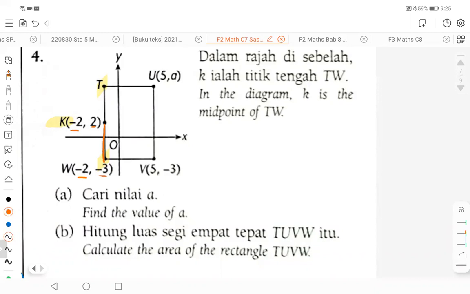Type in the chat box. I want to see your answer. Distance of KW. Here, the orange color line. What is the distance over there?